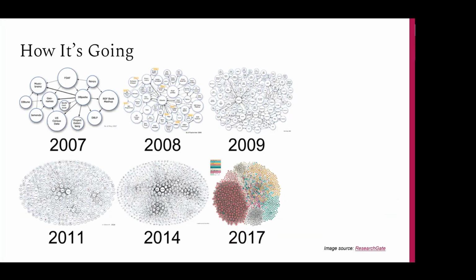So how it's going. In 2007, a year after the notion was introduced, there were only 12 linked data sets. And by 2017, the number of them came over 1,000. So you can see an evolution of the number of interlinked data sets.